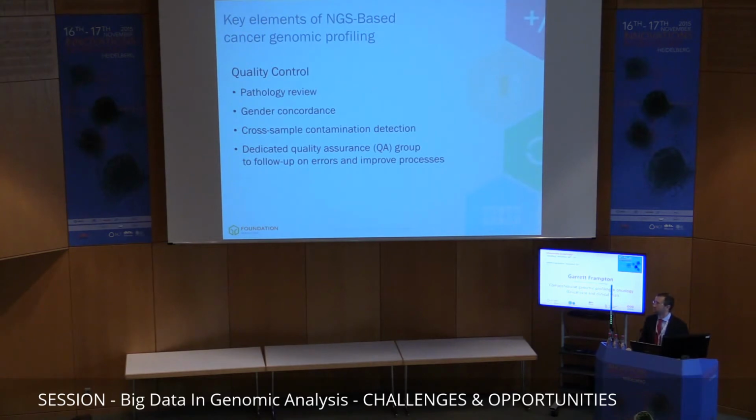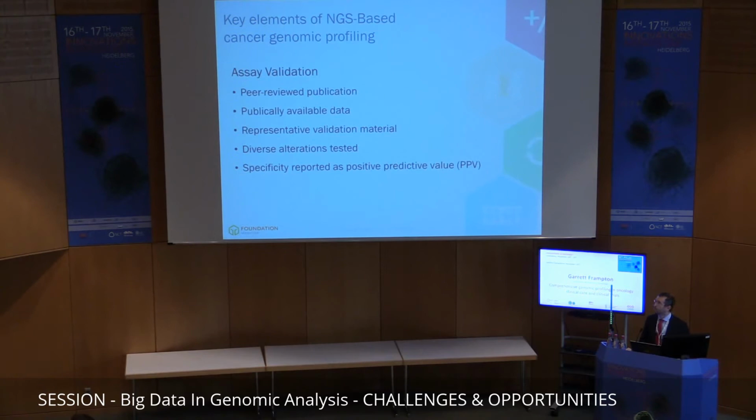So if you have a sample that's 2% some other human genome, you can't call mutations in that specimen at 2%. So we've developed algorithms to identify this. If we can, we go back to the tissue block and retest, but if that's all that's available, you have to raise the threshold for calling alterations. I think another thing, doing this clinically, is having a dedicated quality assurance group to follow up on any errors and improve processes as any sorts of errors or mistakes are found.